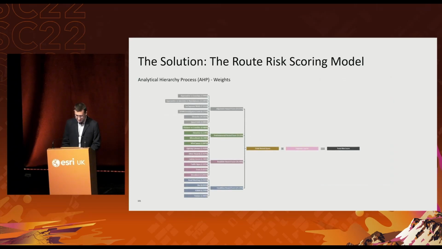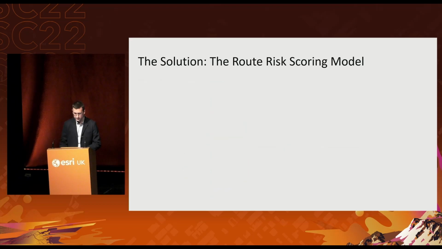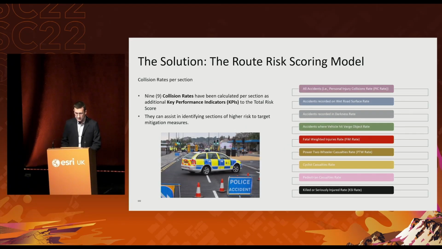So, this graphic summarizes all hazard factors and scores we considered with their assigned weights and how the total hazard score and total risk score are calculated per section. Apart from the hazard factors and scores, the following 9 collision rates have been calculated per section to assist in identifying sections of high risk to target mitigation measures, such as all accidents rate, fatal weighted injuries rate, and killed or seriously injured rate.